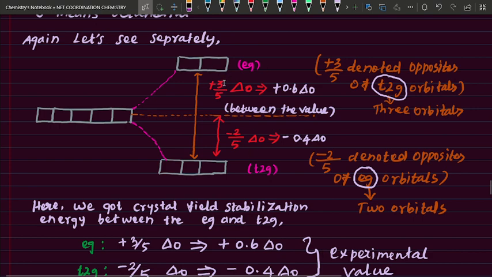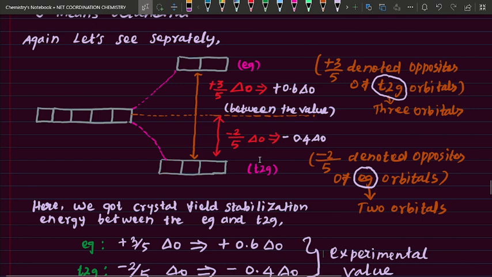This value, plus 3 by 5 delta O, gives 0.6 delta O. Please note here, plus 3 by 5 is denoted for the Eg orbitals. This is 2 orbitals. This is the value between the 5 d orbitals.